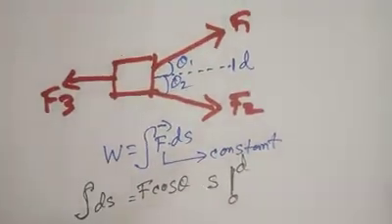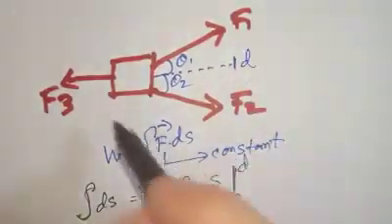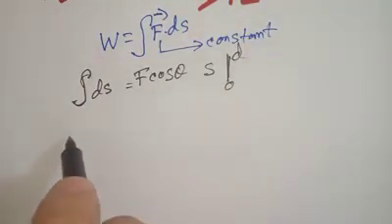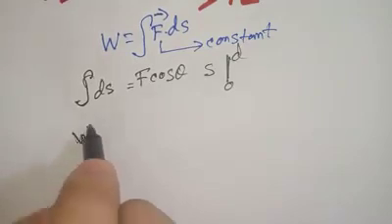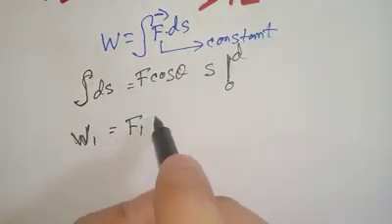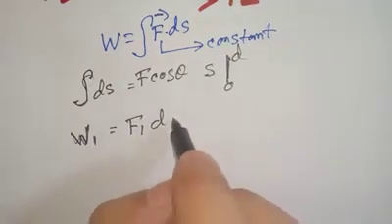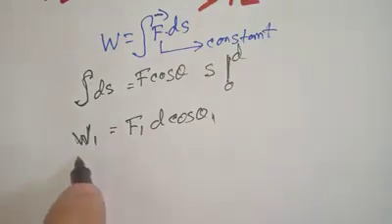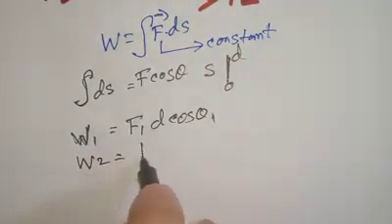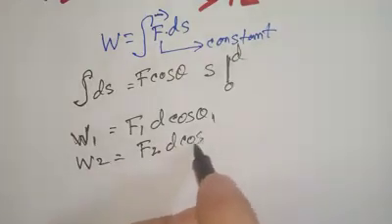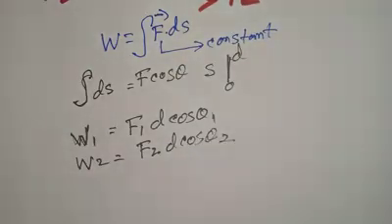Now we will consider what is the work done for F1, F2 and F3. It is quite simple. Work done for 1, I consider as W1, is equal to F1 d cos theta 1, obviously. This is the displacement which has happened, d cos theta 1. What would be W2? W2 would be F2 d cos theta 2. And what would be W3?